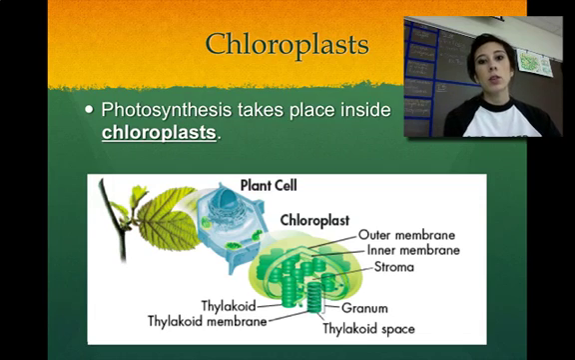So before we talk about how photosynthesis takes place and all the chemical reactions that happen there, let's talk about where it takes place and kind of give an overview of why it takes place. So photosynthesis takes place in the organelle called the chloroplast, and our chloroplasts are only found in plant cells, and that's what gives it its green color.